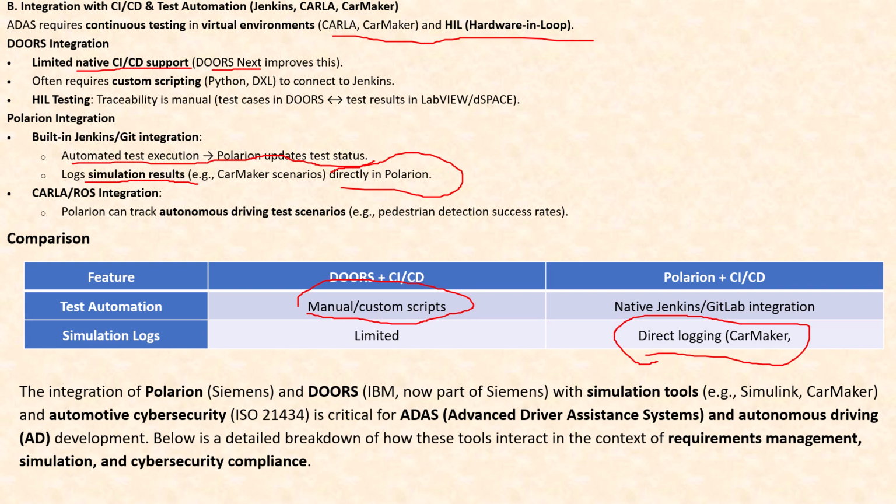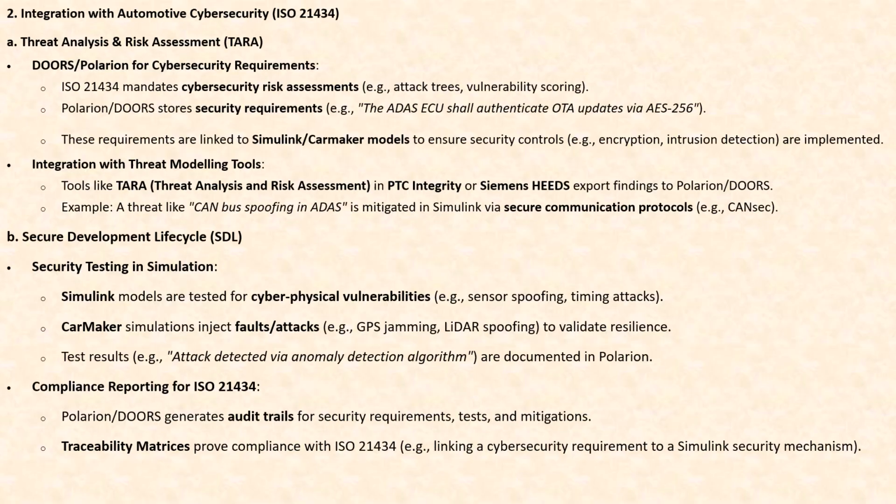simulation, cyber security, and compliance. Now let's see how it integrates with cyber security. When it comes to cyber security, a very important methodology is threat analysis and risk assessment. For ISO 26262 functional safety, it is hazard analysis and risk assessment, and when it comes to cyber security, it is threat analysis and risk assessment.